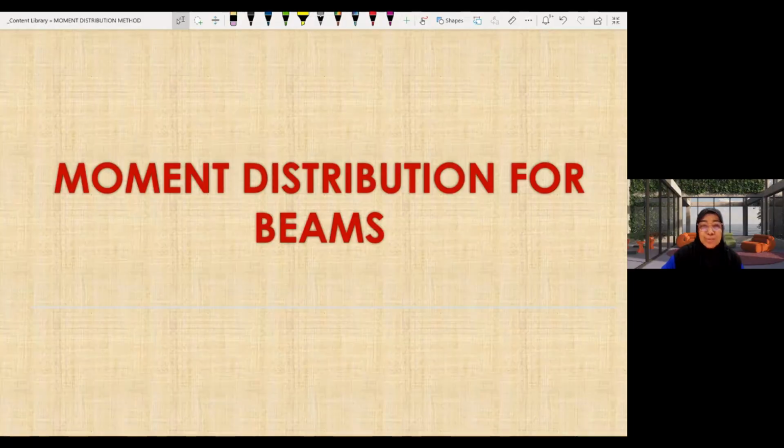And then we have to calculate the distribution factor, based on the formula K divided by total K. Total K represents the total stiffness, the joint stiffness. Then we get the distribution factor, which will be used in the table to distribute moment. Remember, member end moment is the outcome, the goal of the moment distribution method. To calculate the member end moment, we have to times two things: the distribution factor times the joint moment.